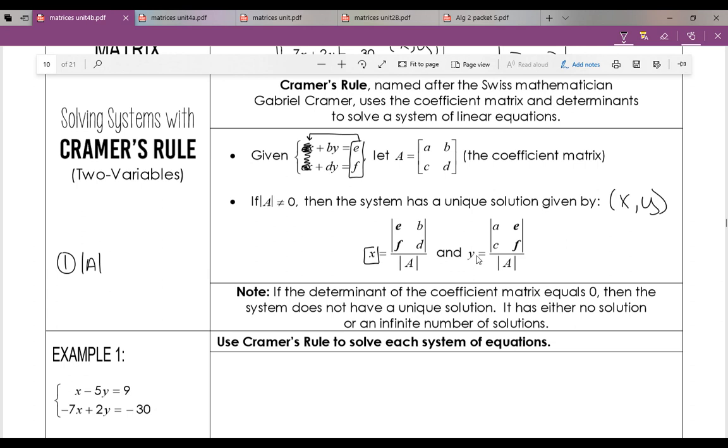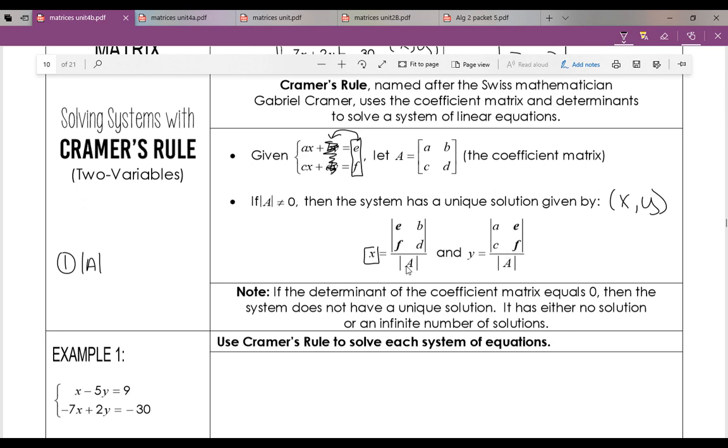Y is the same way. When I move over to solve y, just the numerator, I cannot use the y values, that B and D, the numbers attached to the y. So I'm going to grab E and F. I'm going to slide those over. Notice how I have A and C. I have my x column, and then I filled in the gap with the constant numbers. Okay? Now, that's only for the numerator.